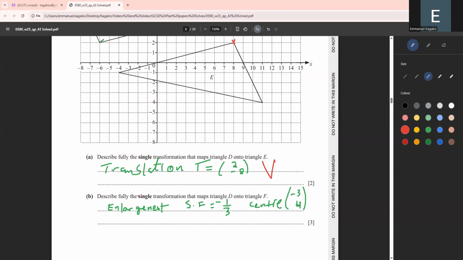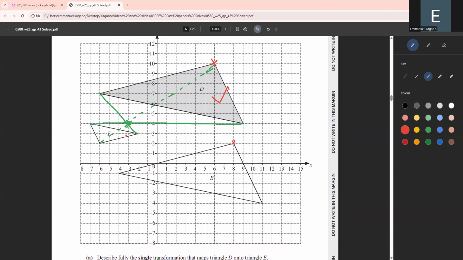Now, the next question, describe fully the single transformation that maps triangle D onto triangle F, okay? D onto F. As you can see, the triangle D is bigger than triangle F. In other words, there was the enlargement. When I say enlargement, don't simply understand it became big. No, here it can be enlargement where the scale factor is less than 1. Okay, the scale factor is between -1 and 1.